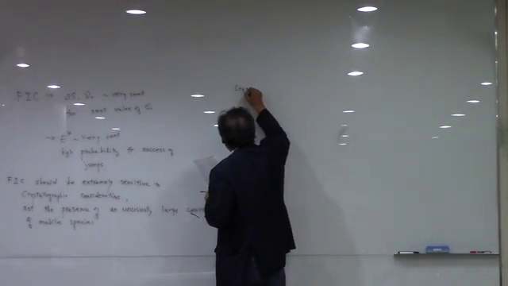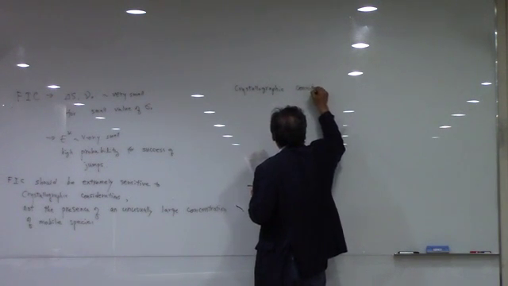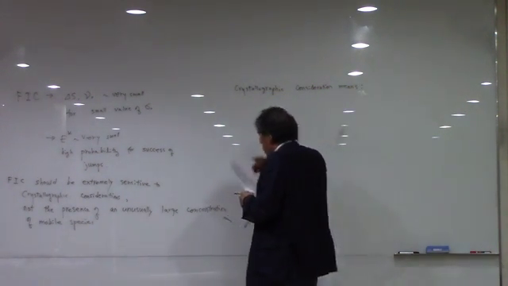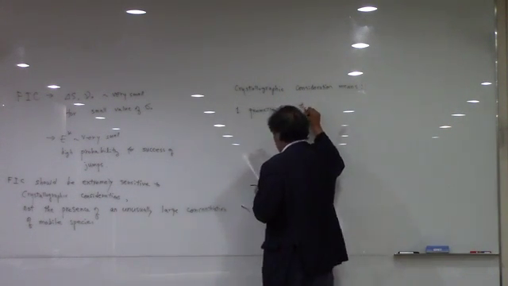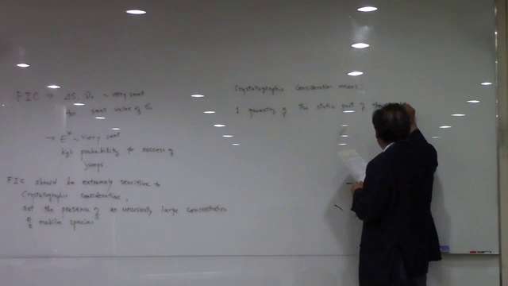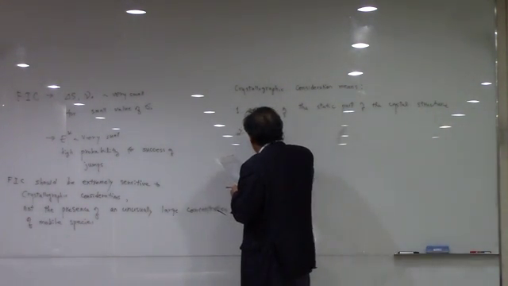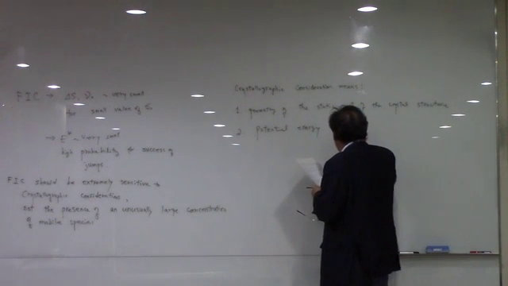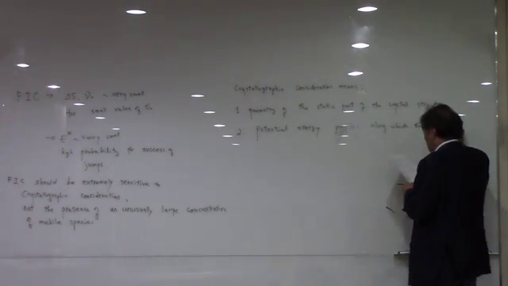Here the crystallographic consideration means the geometry of the static part of the crystal structure, that is, the crystal structure, okay, and the potential energy profiles along which the mobile ions move.